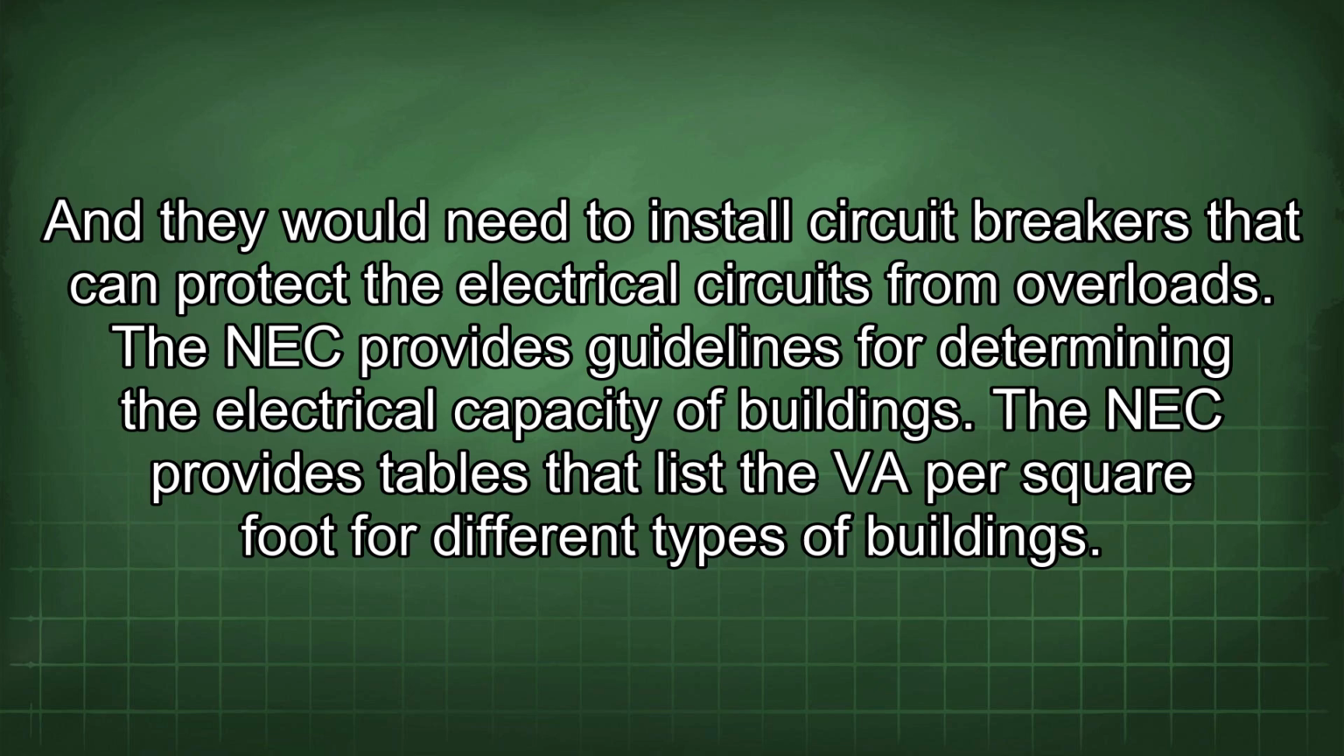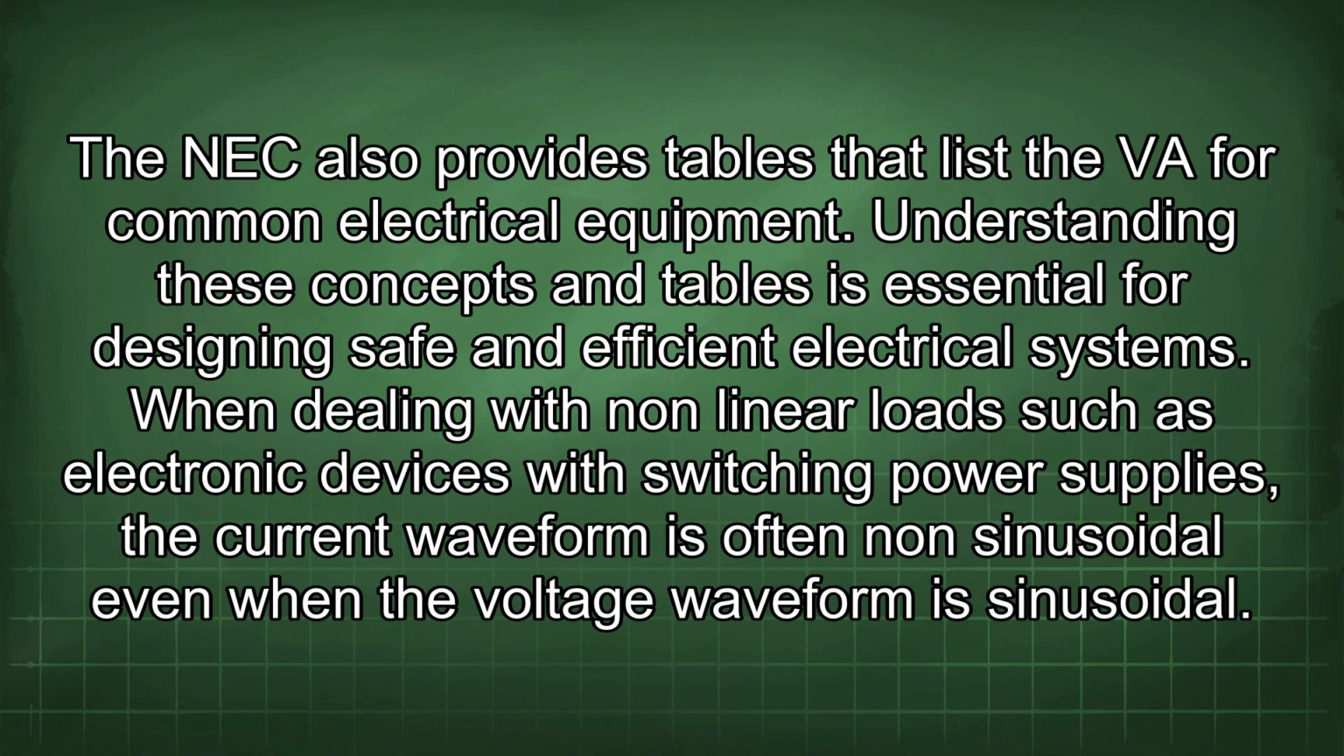The NEC provides guidelines for determining the electrical capacity of buildings. The NEC provides tables that list the VA per square foot for different types of buildings. The NEC also provides tables that list the VA for common electrical equipment. Understanding these concepts and tables is essential for designing safe and efficient electrical systems.